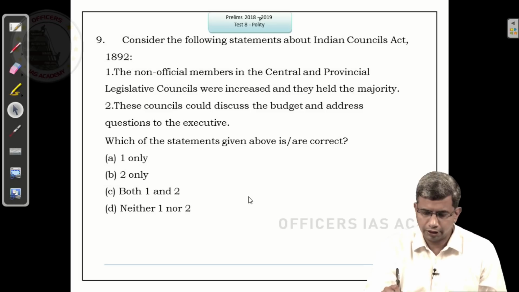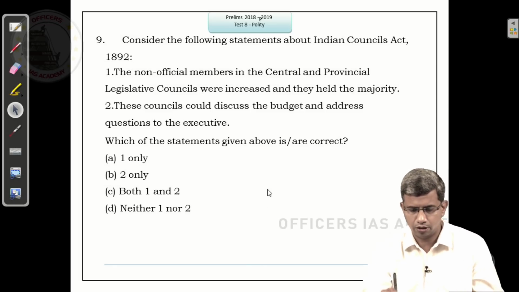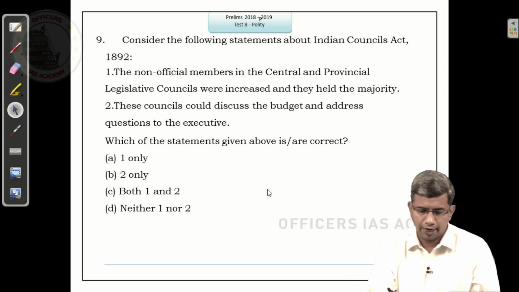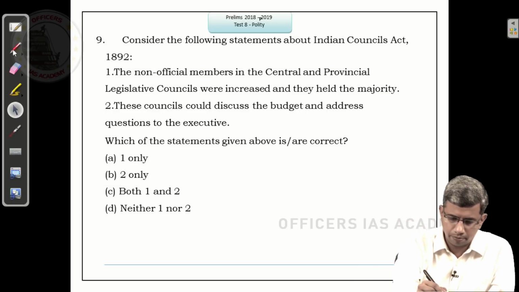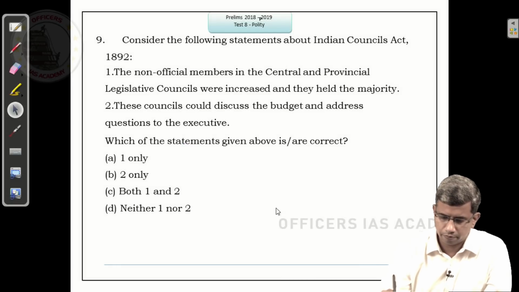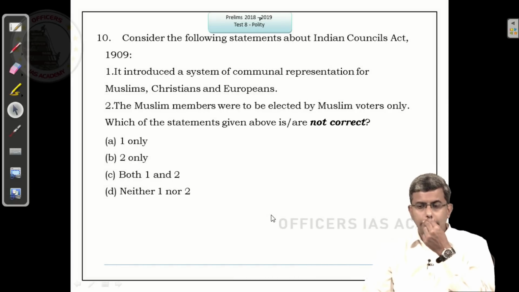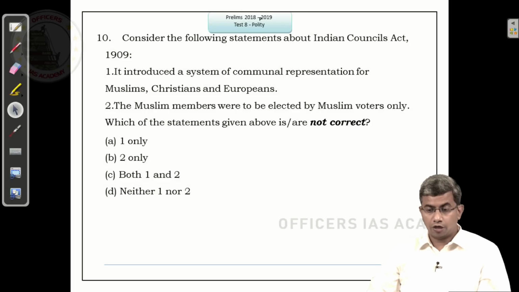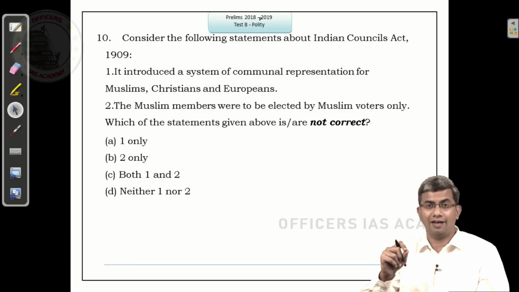Consider the following statements with respect to Indian Councils Act. So we just completed this question. So the correct answer is B, 2 only. Consider the following statements with respect to Indian Councils Act of 1909. It introduced a system of communal representation for Muslims, Christians and Europeans. The Muslim members were to be elected by Muslim voters only. Which of the above statements is not correct?